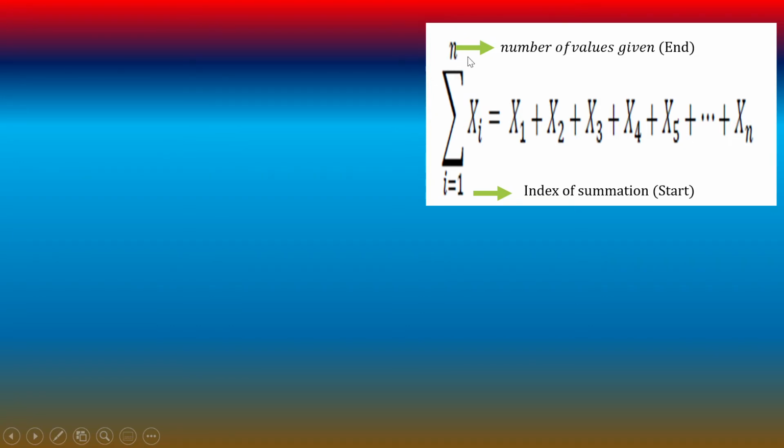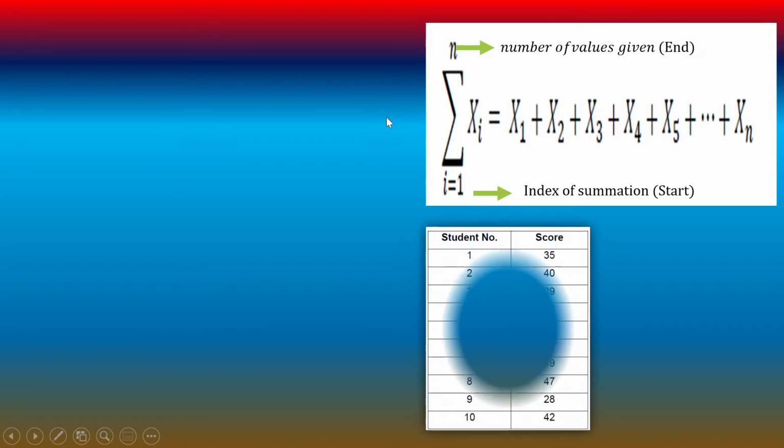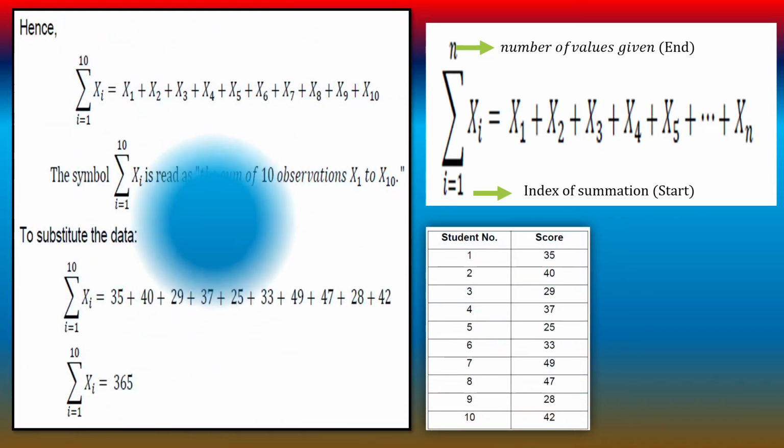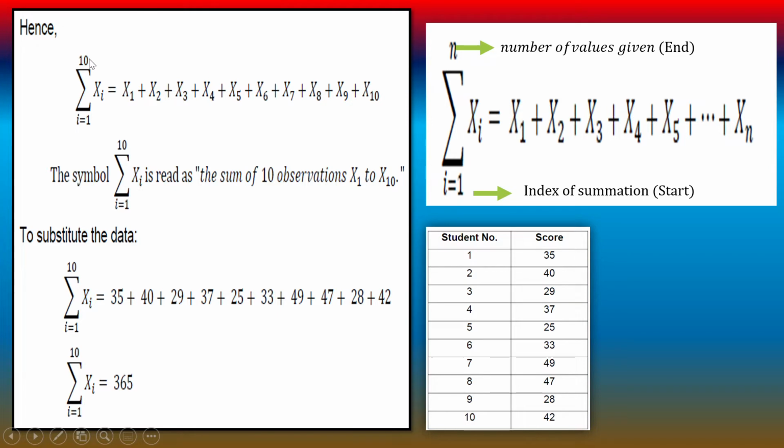So since we have 10 observations, we are going to write that as the summation of X sub i from X sub 1 to X sub 10. So to substitute the data, X sub 1 to X sub 10, papalitan ninyo lang yung values nito. Ayan. And then add, so we will get 365.